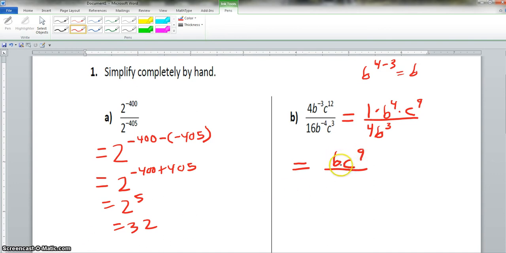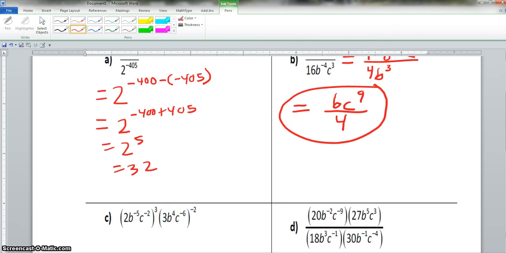It's b, c to the 9th, because we will have b to the 4th divided by b to the 3rd, and we will subtract the exponent, and that will leave us b, and we will have our c to the 9th. In our denominator, we would just have 4. And that is our final answer.